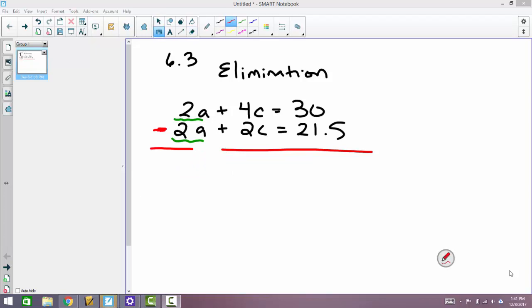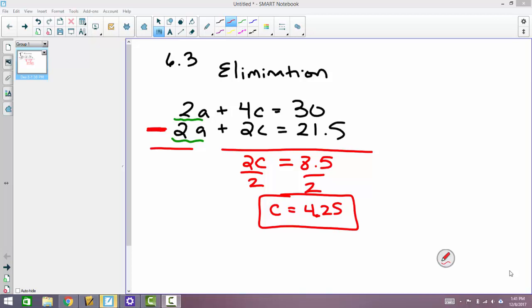So we're going to subtract everything. 4C minus 2C is 2C, and then an equals sign, and then 30 minus 21.5 is 8.5. So 2C equals 8.5. Solve for C by dividing by 2. So C equals 4.25.